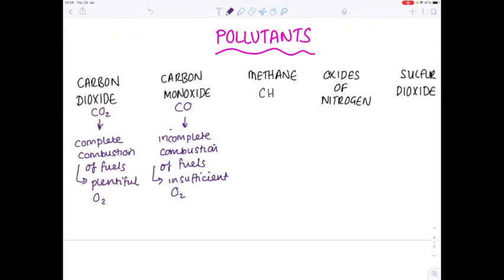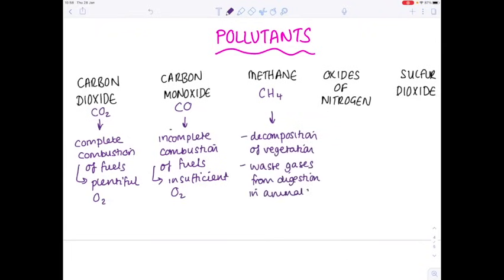Methane, CH4, comes from the decomposition of vegetation and the waste gases from the digestion of animals, and that's how it's worded in your specification. You'll probably more commonly have known it from biology, so that would be the rice paddy fields in terms of decomposition of vegetation, and it would be cattle farming in terms of waste gases from digestion animals. When the cattle burp and fart, they release methane.